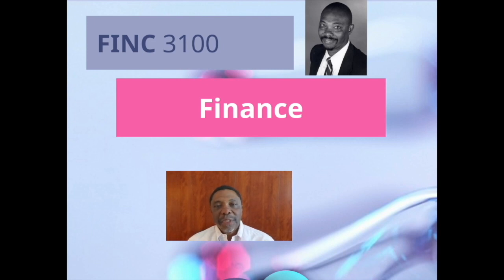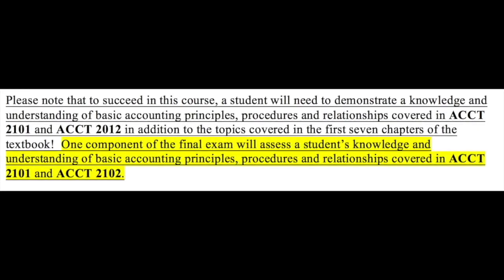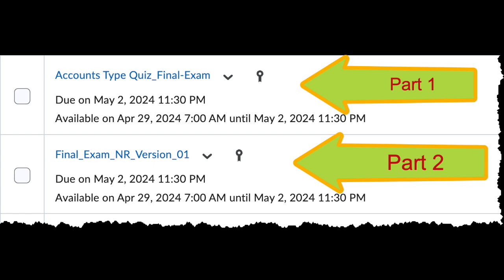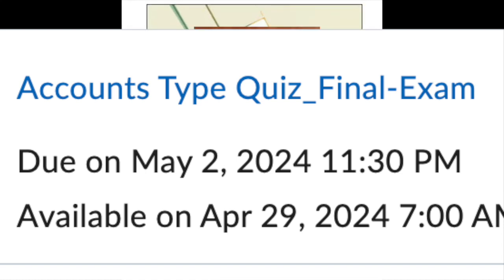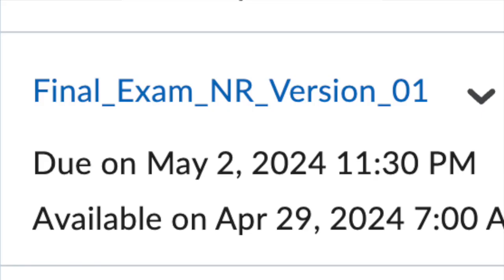This video will identify resources that will help you prepare for the final exam. Before we review those resources, it's important that you understand the structure of the final exam. The final exam consists of two components. One component will assess your understanding of basic accounting, material you should have learned in Accounting 1. And the second component will be drawn from the material in our textbook in chapters 1 through 7. So again, there are two components to the final exam.